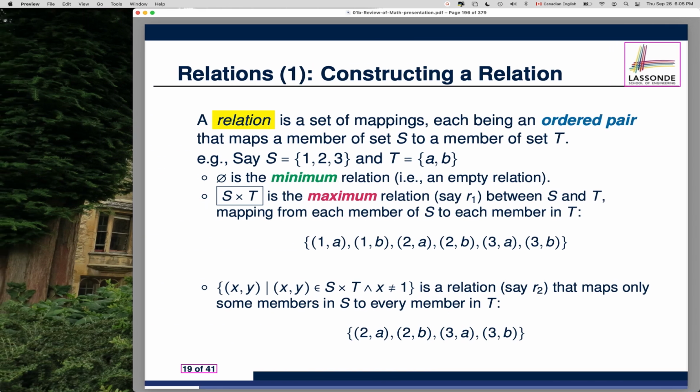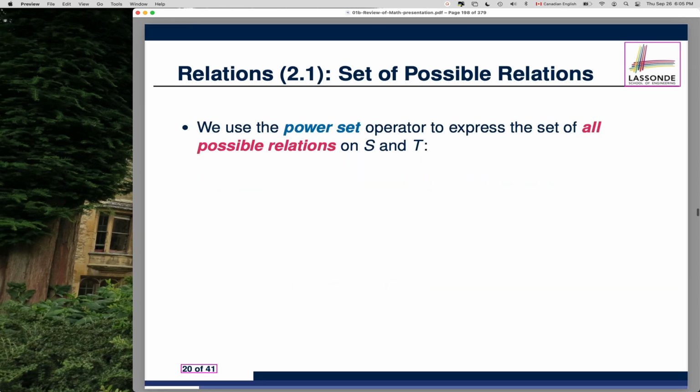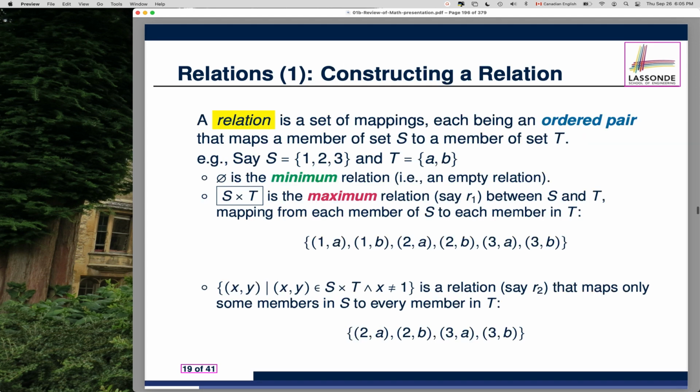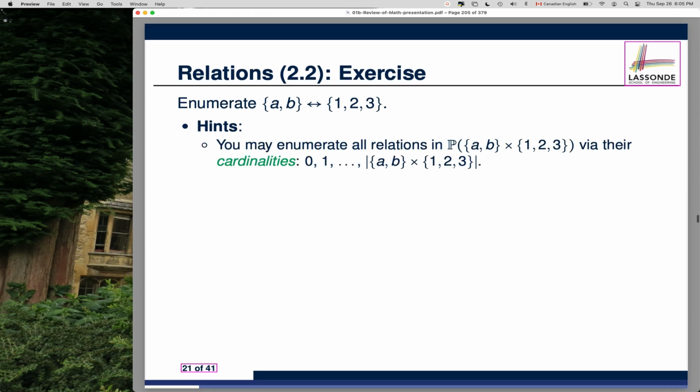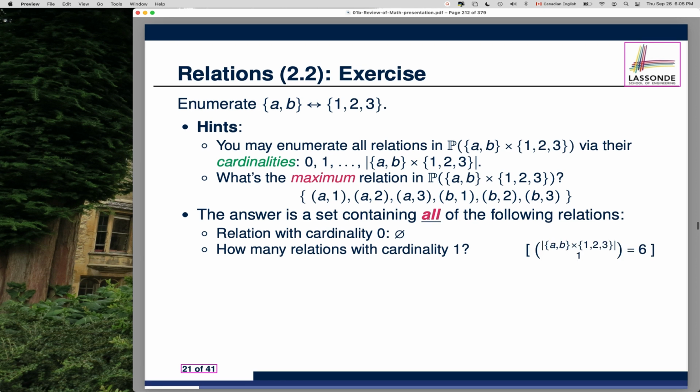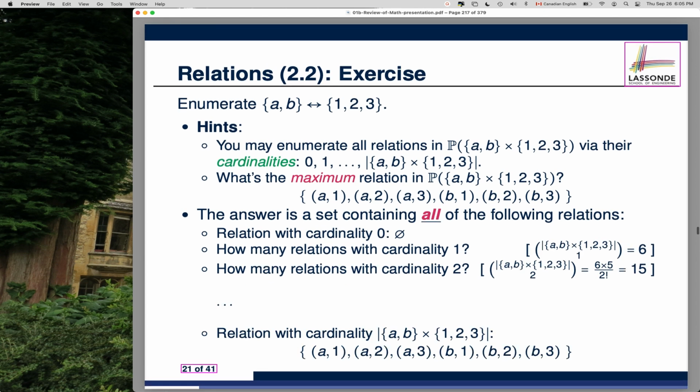All right, let's now move on. So that's the exercise you can try. Guys, give it a try, but that one there also shows you how you can enumerate all the possible relations, right? The dot, dot, dot here is something you can try to enumerate in the middle.